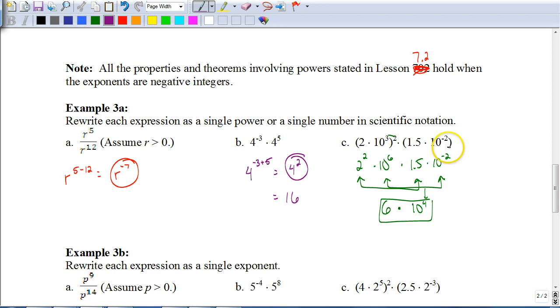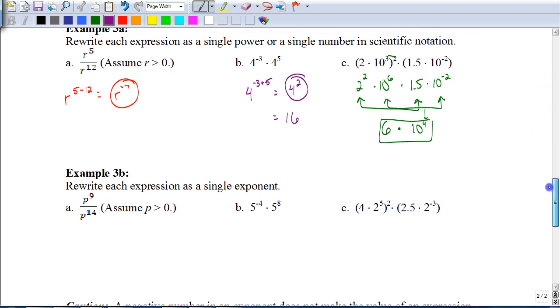Okay, with that, why don't you guys try these next three on your own. You're going to solve them similar to what we just did in the previous three. So why don't you pause the video and hit play when you're ready to check your answer.